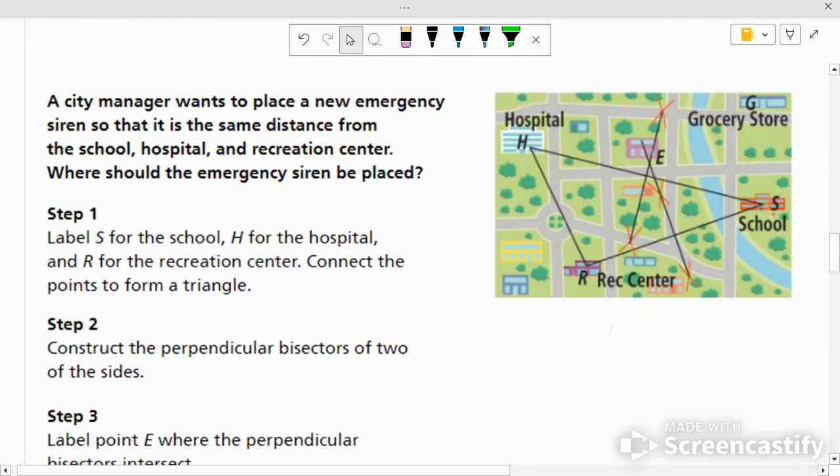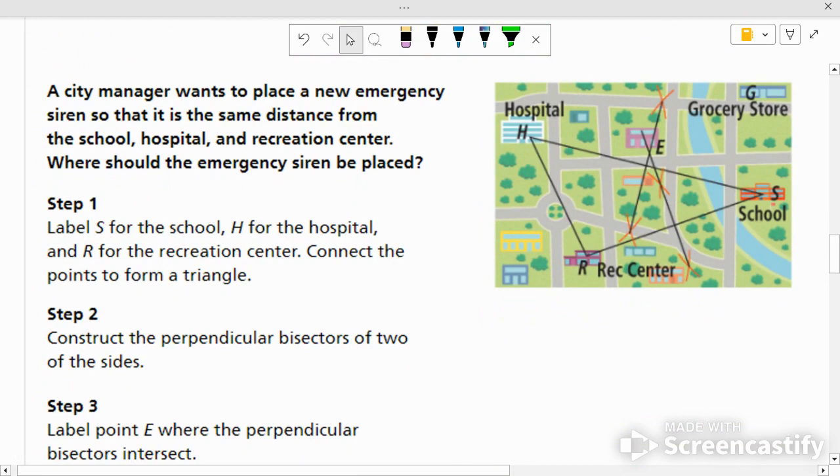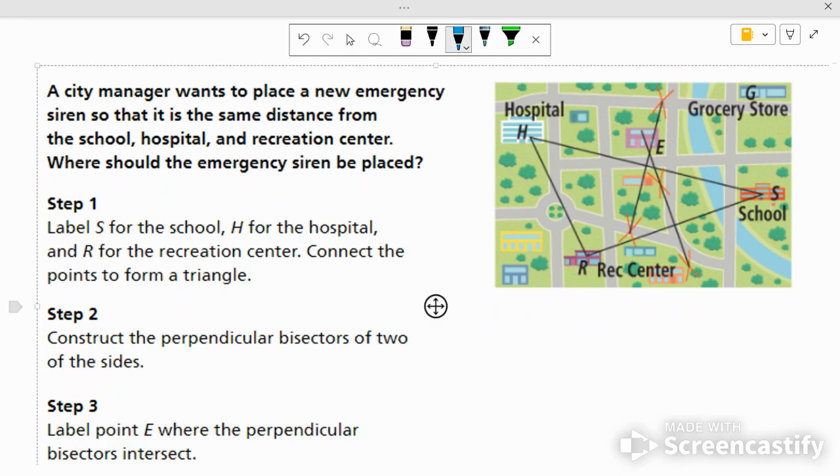So a city manager wants to place a new emergency siren so that it's the same distance from a school, a hospital, and a recreation center. Where should the siren be placed? Well, when you draw a triangle between the school, the rec center, and the hospital, it's kind of an obtuse triangle. So when you draw the perpendicular bisectors, and they draw theirs just a little different, they don't go all the way through like I do. But the perpendicular bisectors meet here, outside of the triangle.